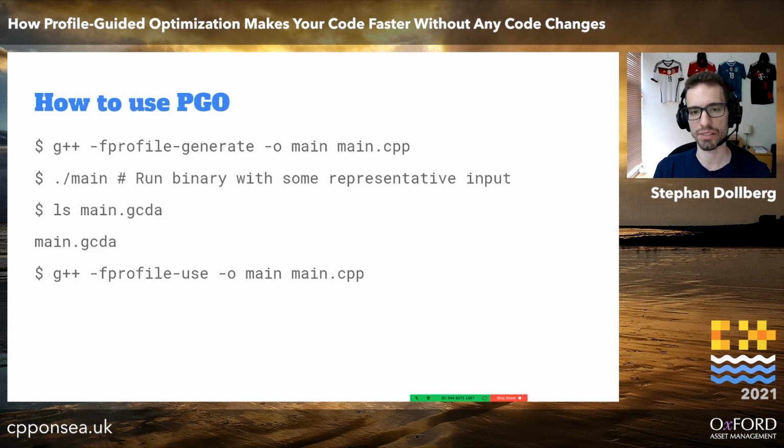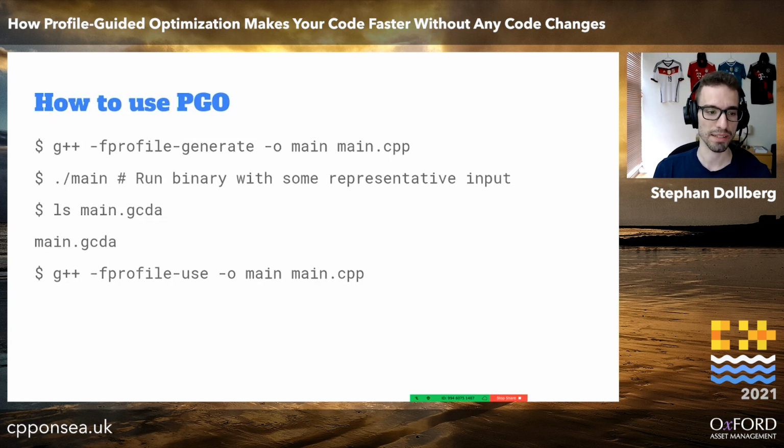What this does is create a main binary from our main.cpp file, and this binary is instrumented. Then in our second step, we just run main. I have this comment here: run binary with some representative input. We'll come to it in a second. That's very important. What that will do is create this main.gcda file, which is simply a GCC-specific file that contains all this profile information, the instrumentation data from the run.